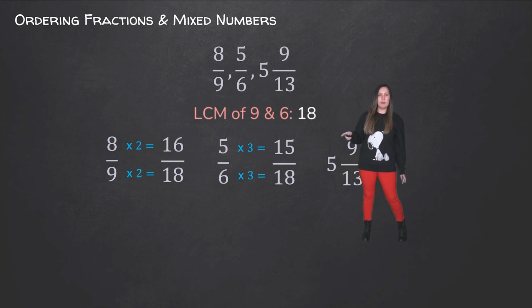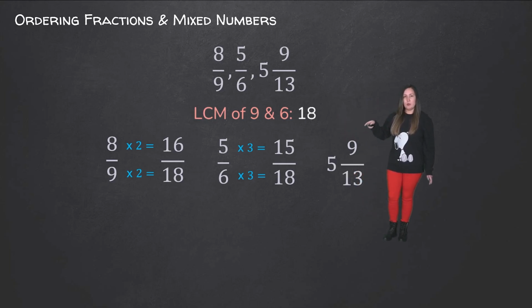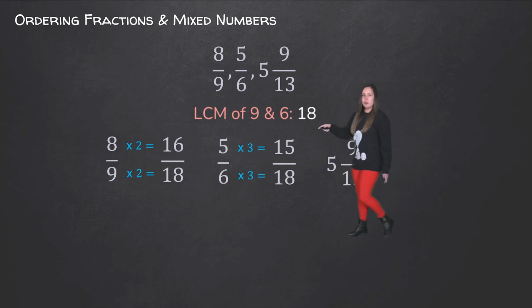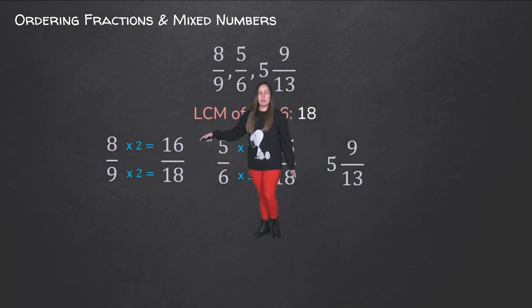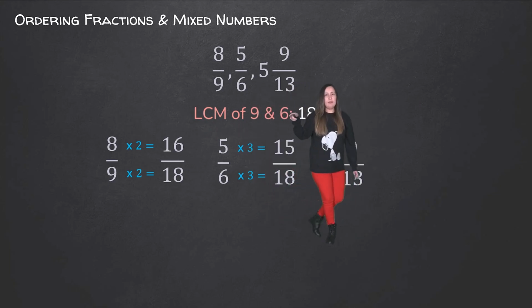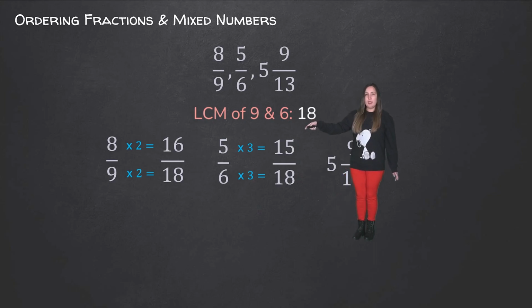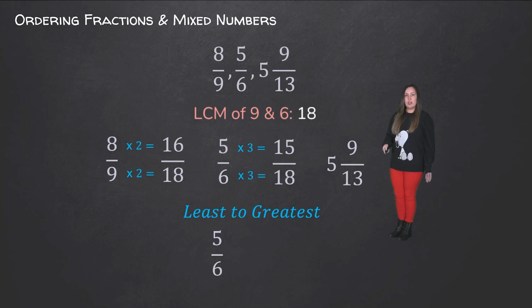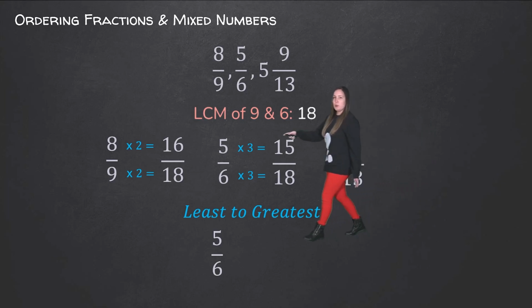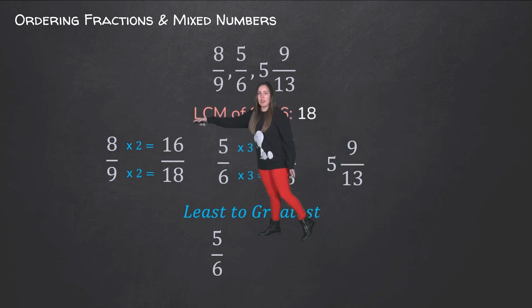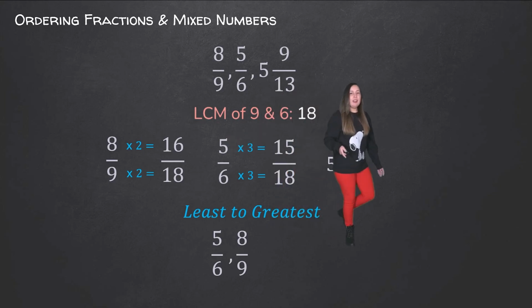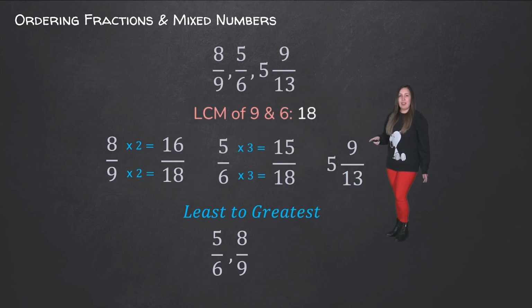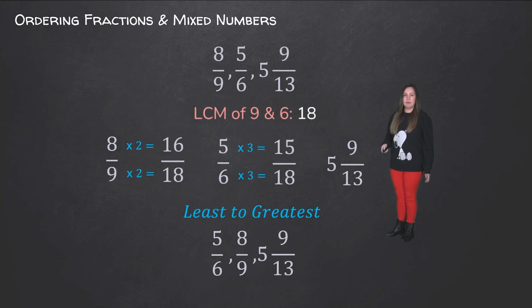And then we'll rewrite our final value. So we know this is the largest. So then we have to look at 16 over 18 and 15 over 18, making this one the smallest. So if we write our numbers in order from least to greatest, 5 over 6 will come first, and then 8 over 9, and finally 5 and 9 over 13. And that's it for ordering fractions and mixed numbers.